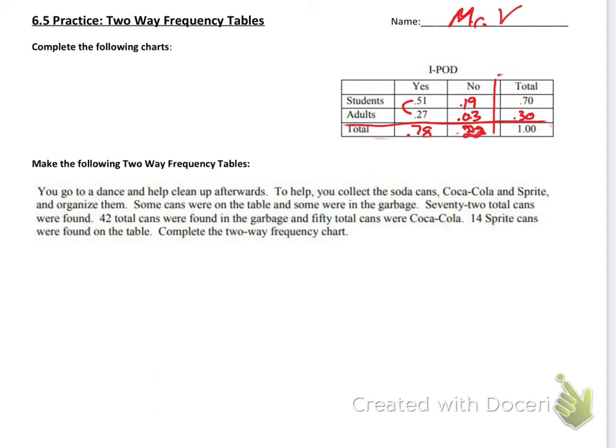All right, so moving on to the next one. You go to a dance and help clean up afterwards to help you collect soda cans. There's Coca-Cola and Sprite, and you organize them somewhere on the table and somewhere in the garbage. So we have two areas there. We can just start making our table right away.